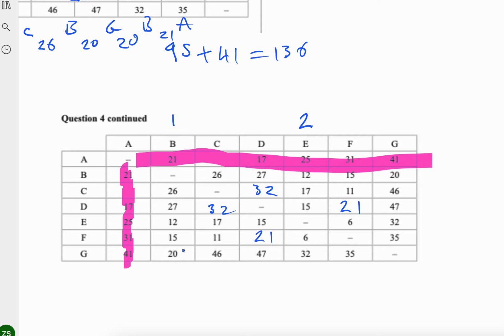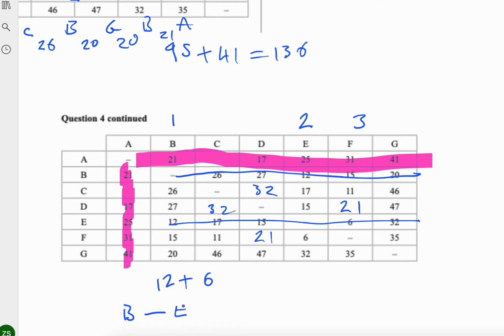And what's our smallest value there? 6. We need the root. So B to its nearest neighbor again. B to E we said was 12, and the next one is 6, which is to F. So let me write these down. We started at B, we connect to E, then we connect to F. That's your 12, that's your 6.